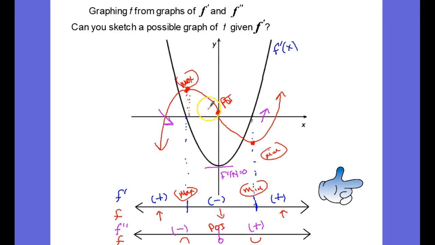And so the first thing that I really notice about this is that the original function is a cubic, and it makes perfect sense that the derivative would be a parabola. Because if you apply the power rule to x cubed, you get 3x squared, which is a quadratic.